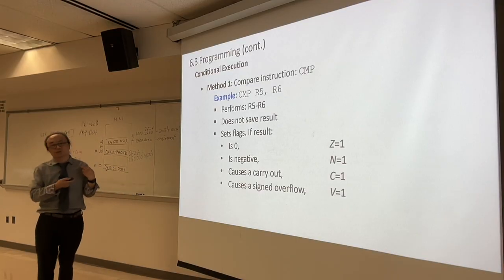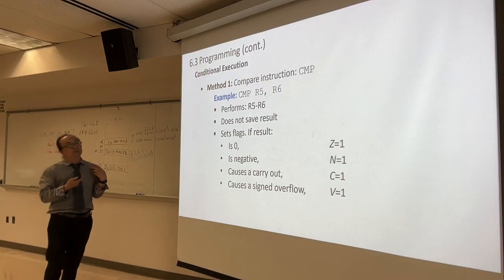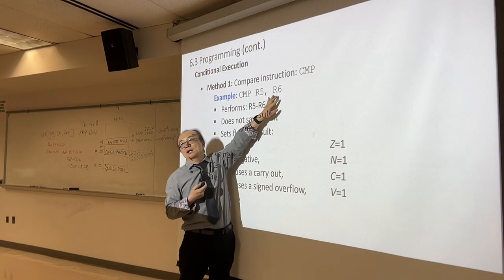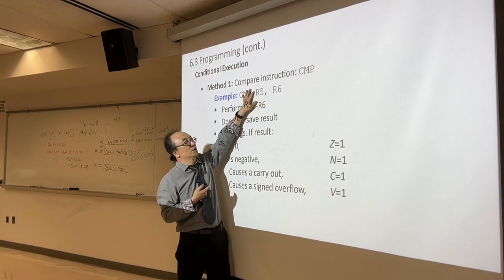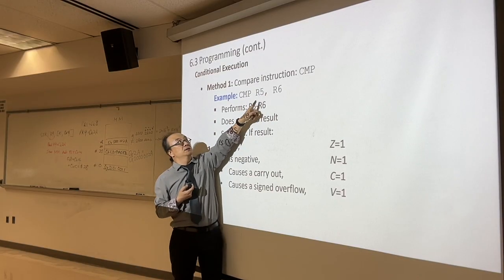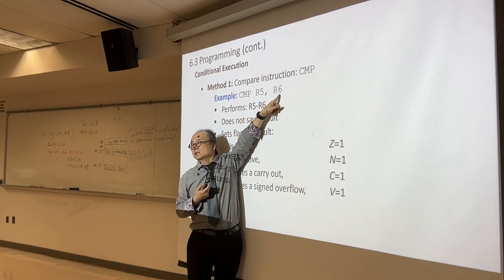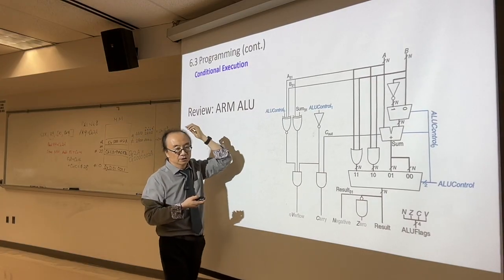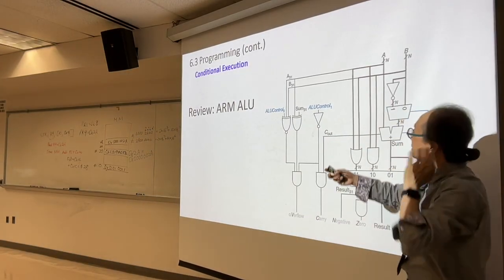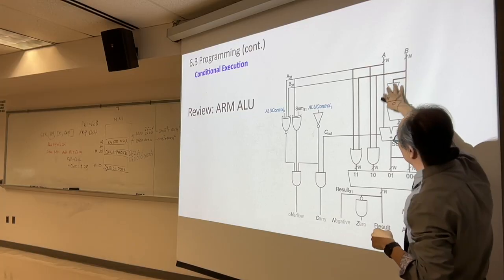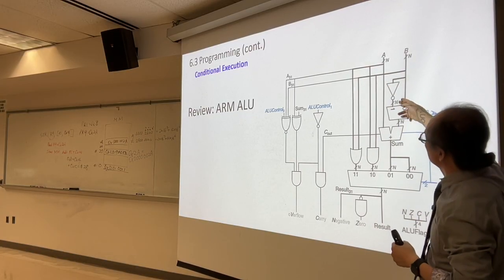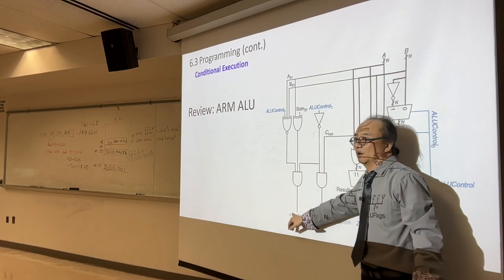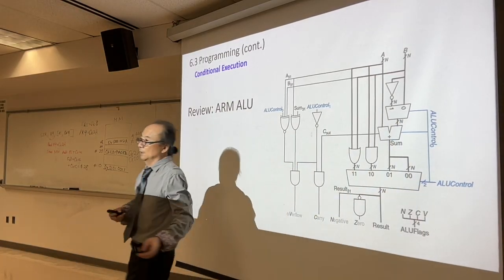And for our class, we're going to use CMP, compare. Compare R5 and R6. When you have this instruction, what's going to happen is R5 minus R6. That's what we're going to do in the ALU. So when you have two registers, A and B, we subtract, and based on the result, we're going to have multiple ones in the flags.